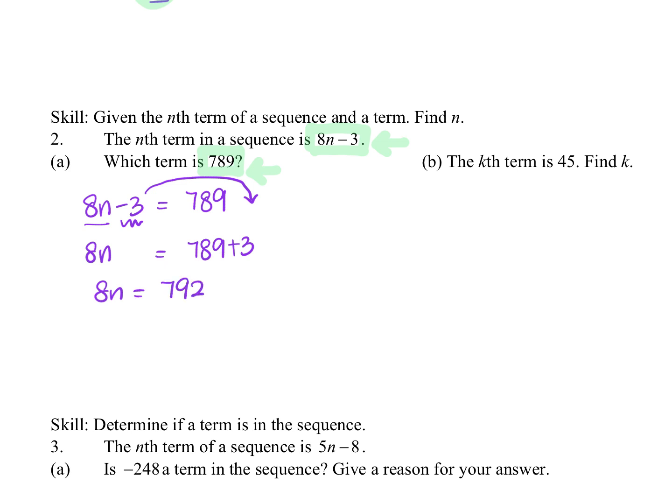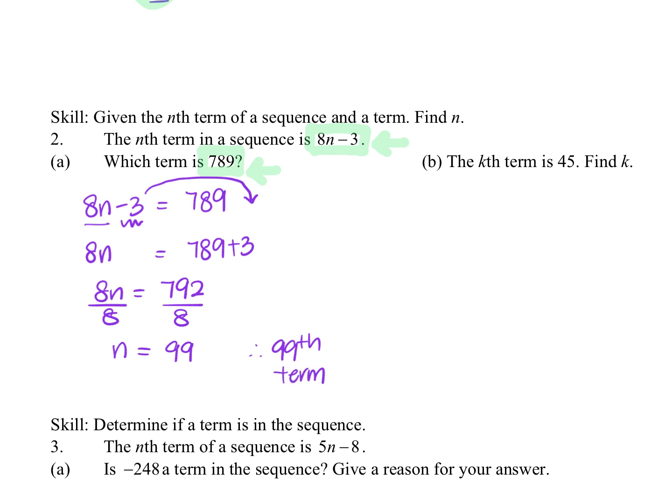Next, there are 8 units of n. I'm going to divide away 8. Divide away 8, left n. So 792 divided by 8 will give me the number 99. Okay, they ask you which term is 789, therefore it's the 99th term.